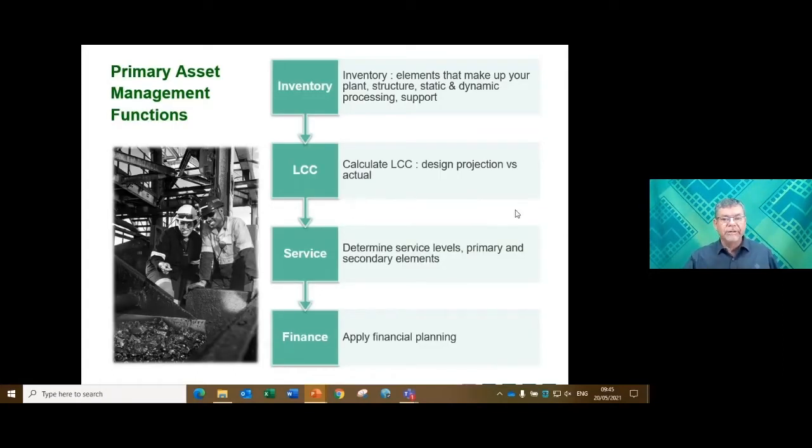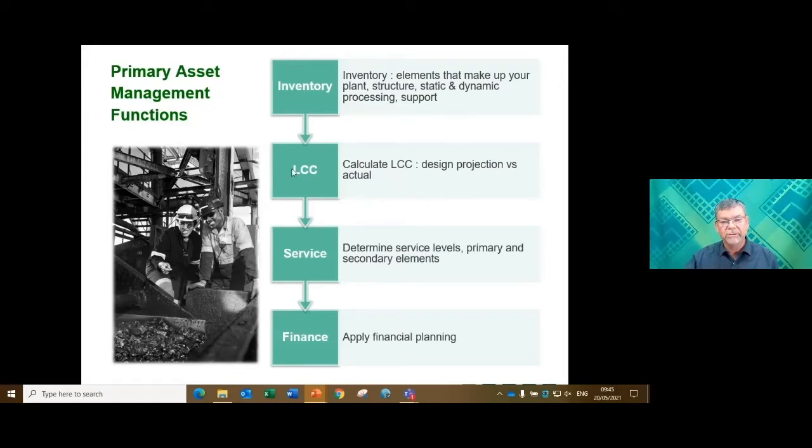Okay, let's start from the very beginning. The primary functions, the first one is to look at your inventory. What does the plant consist of? What are the elements that make up the plant? Whether it's a diamond plant or a coal processing plant, that will determine the elements of your plant.